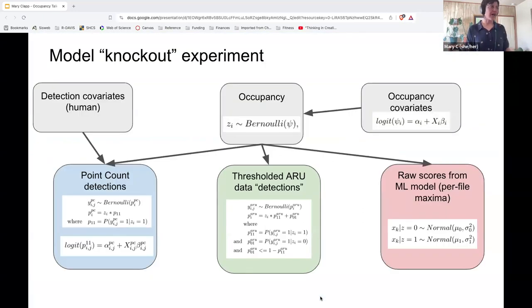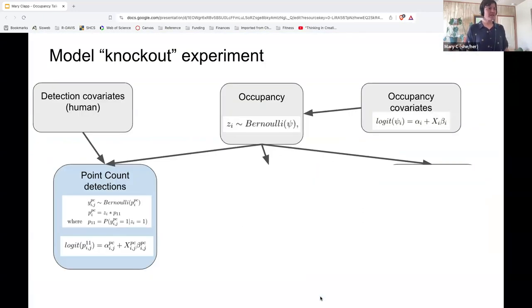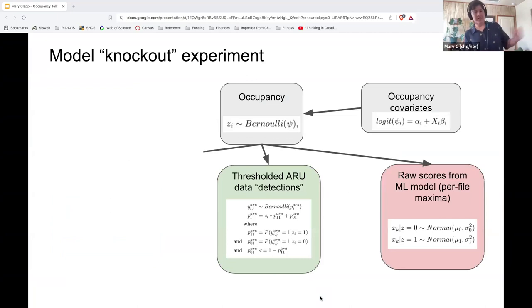And so the way that we did that was we in turn knocked out all of the ARU data. So we only used point count data. We knocked out all the point count data and only used our ARU data.